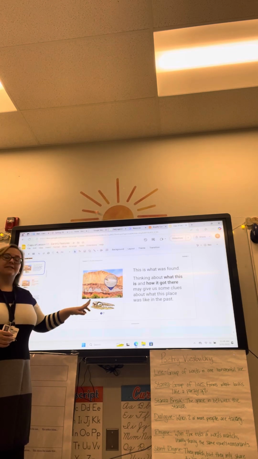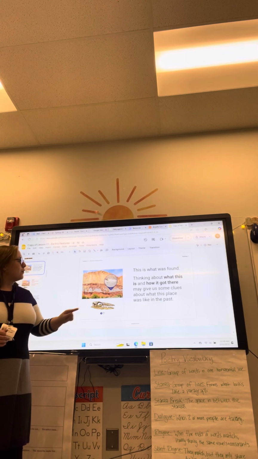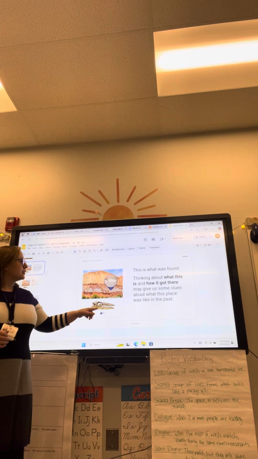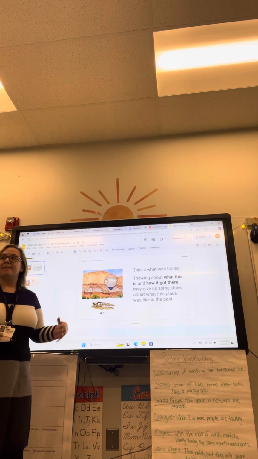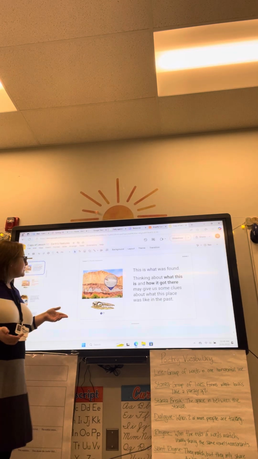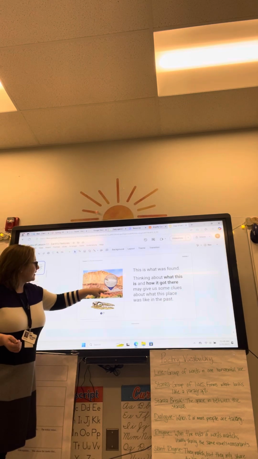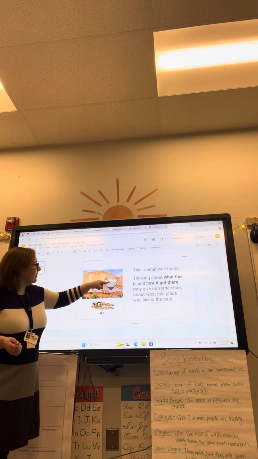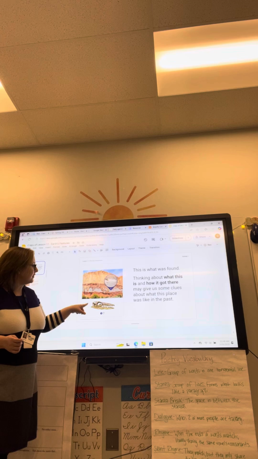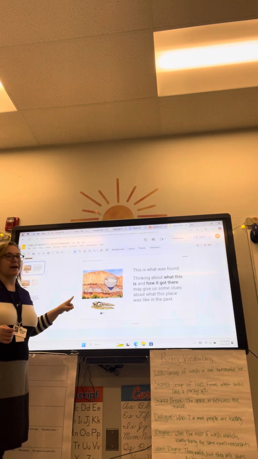This is what was found. It's a fossil. Thinking about what this is and how it got there may give us some clues about what this place might have been in the past, right? So the fossil was found right there. They kind of zoomed it in, and it looks kind of like that. And then when they removed it all the way, it looks kind of like this, okay?